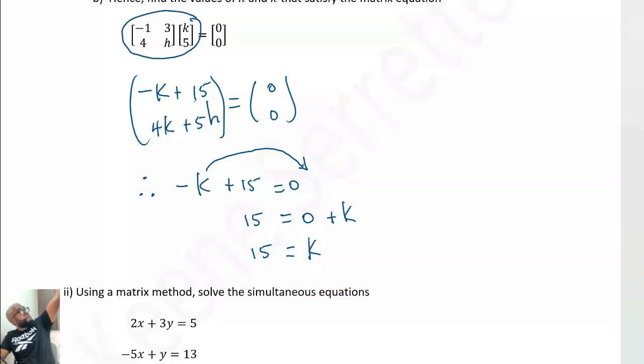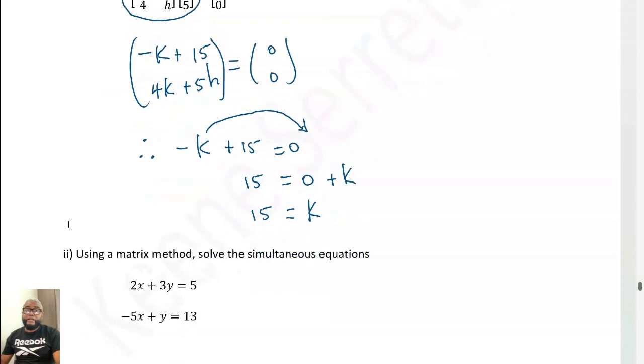The top row is equal to the top number here. So let's say I had 3 instead of 0 here. It would have been -k plus 15 is equal to 3 if I had 3 instead of 0. Right? Everybody good there? So we found k, right?